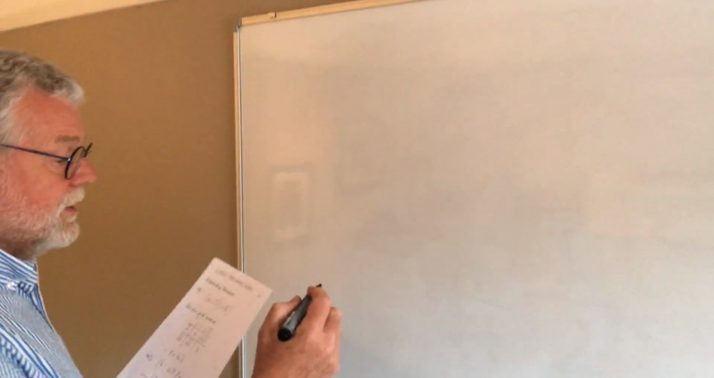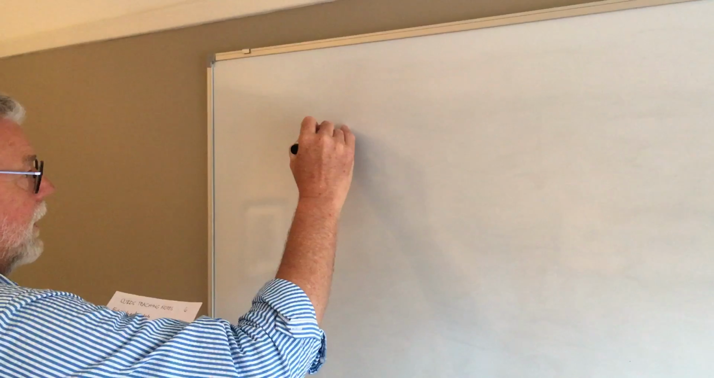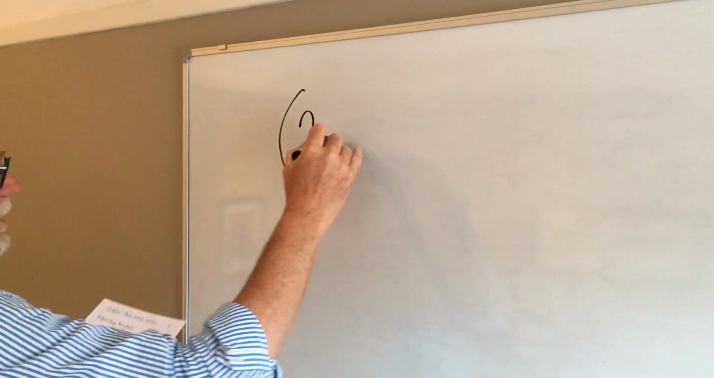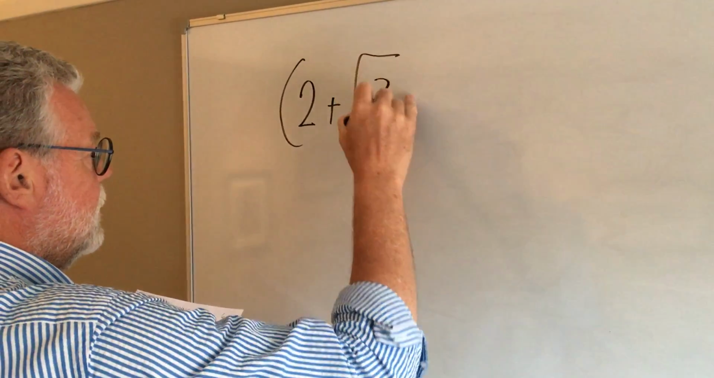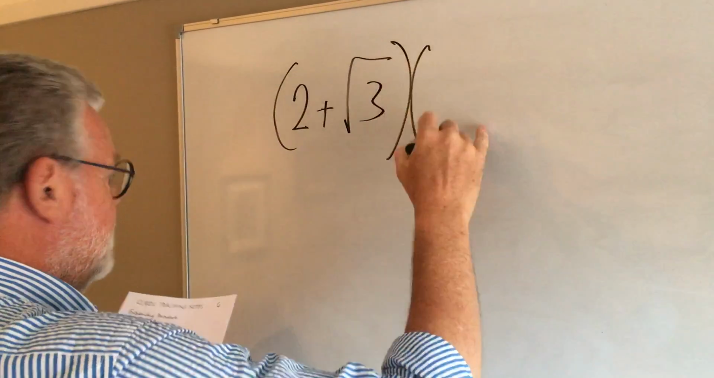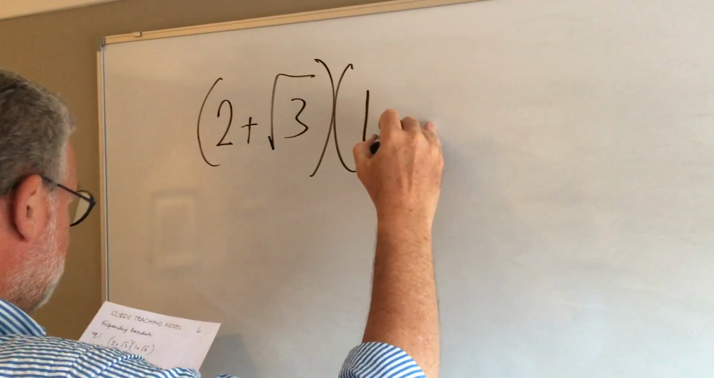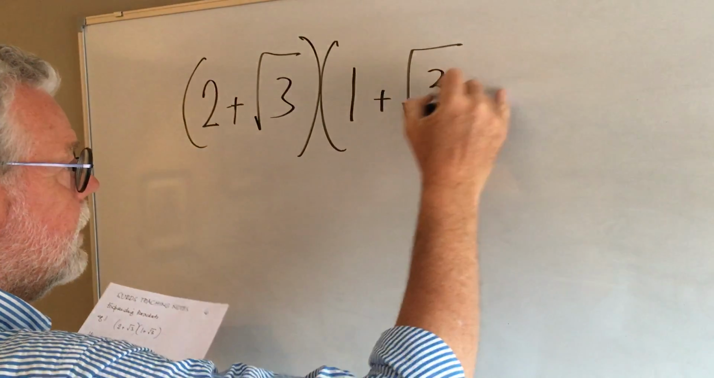Okay, so in this teaching clip, we're going to be thinking about how we expand brackets where surds are involved. So our first example might look something like this: (2 + root 3) multiplied by (1 + root 3).